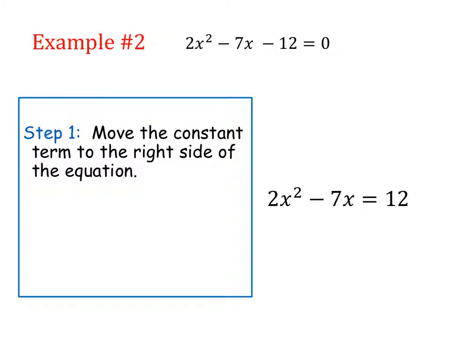Now, in our next example, we're solving a quadratic equation by completing the square, but notice that our a term is no longer 1. So when that happens, we have to do a little something different in the process. But step 1 stays the same. We're going to move that negative 12 to the other side by adding 12, and this is the result.